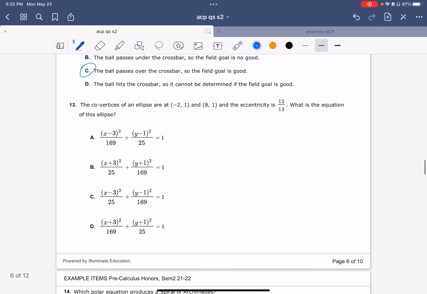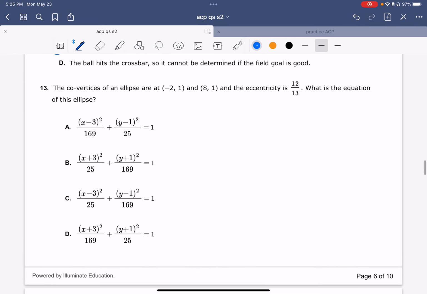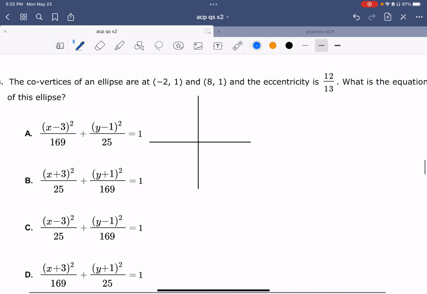Moving on to number 13. The co-vertices of an ellipse are at (-2, 1) and (8, 1), and the eccentricity is 12/13. What is the equation of this ellipse? I always like to start by graphing. Some of you guys are visual learners, and it helps. If you can do it in your head, that's good for you, as long as you don't make any mistakes.